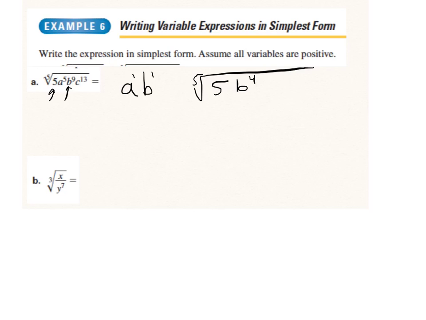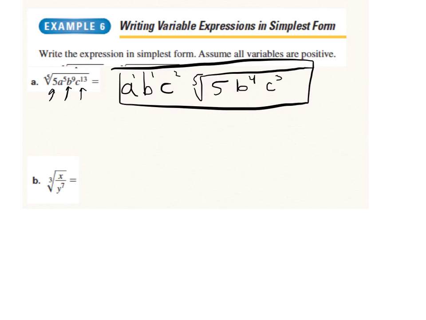Then we take c to the 13th. Well, 13 divided by 5 is 2, so c squared comes out in front. And then the leftovers would be c to the third, because the remainder from that would be 3. So you have a b c squared, fifth root of 5, b to the fourth, c to the third. All right. Now for b here, it's similar in a lot of ways.